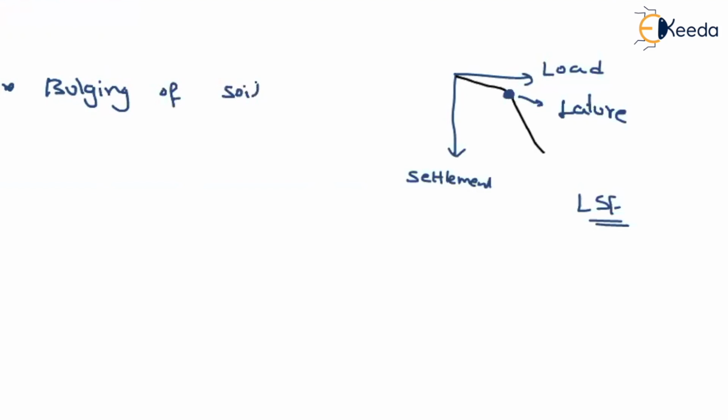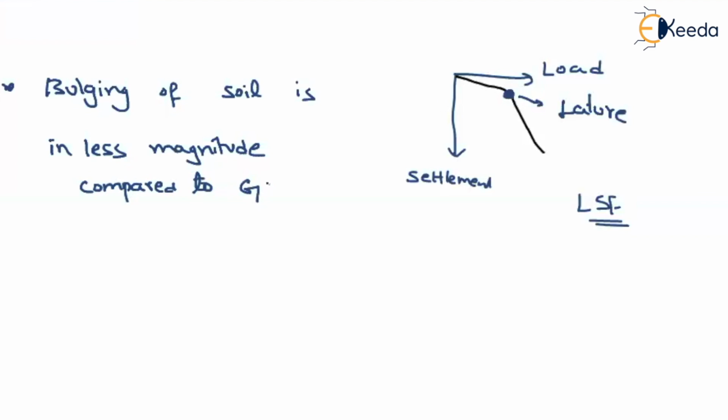Bulging of soil is in less magnitude compared to general shear failure. So already we have discussed the soil that is surrounding the foundation will come out if the failure occurs. So whatever the soil mass that will come out compared to the GSF, in local shear failure that will be in the lesser magnitude. Okay, these are the points that we have to learn by heart in the local shear failure.